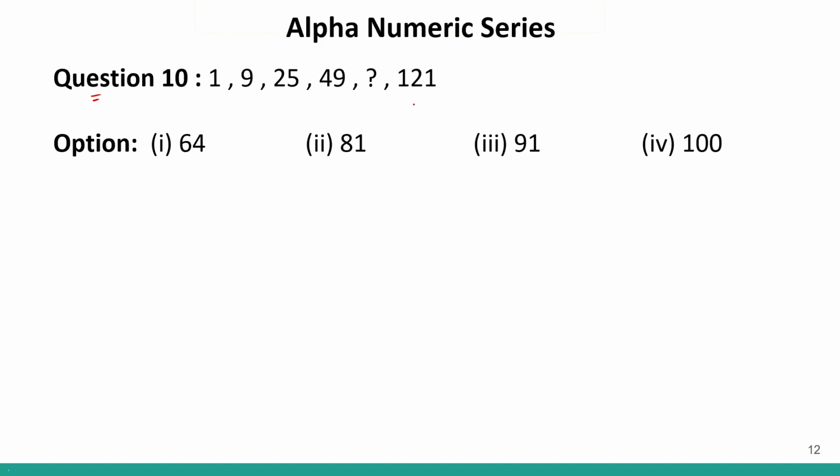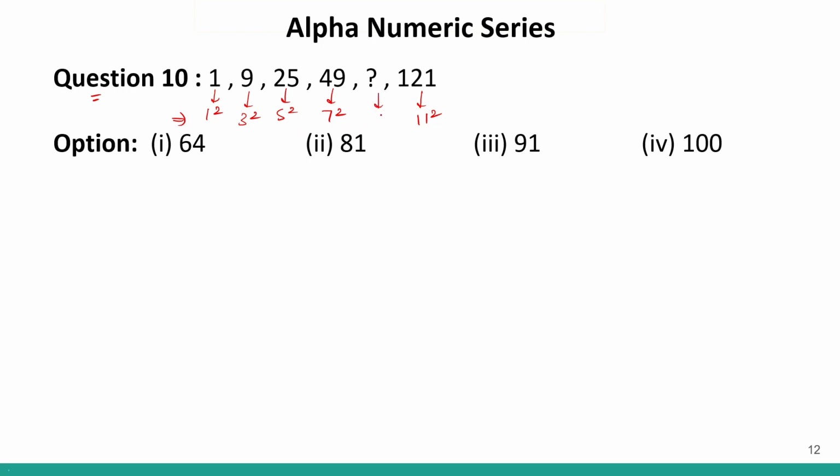Question number 10. We have 1, 9, 25, 49 and 121. These numbers appear to be very familiar. 1 is basically 1 square. 9 is 3 square. 25 is 5 square. 49 is 7 square. And 121 is 11 square. So what are these? These are squares of consecutive odd numbers. So we have 1, 3, 5, 7 and 11.